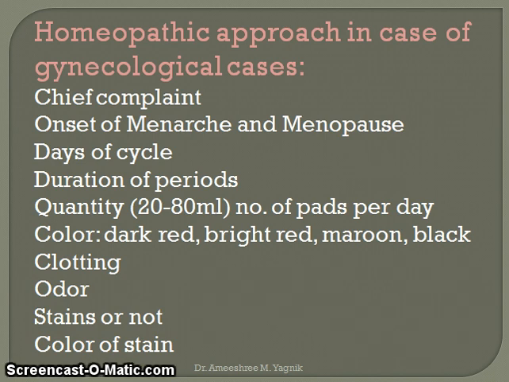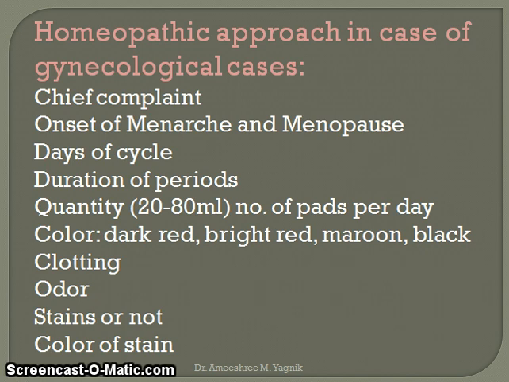Days of cycle, like 1 to 5, then the duration of the periods. Then quantity: 20 to 80 ml is normal, and this can be noted by the number of pads per day. If you are using 1 to 2 pads per day, then it is normal, but if you are using 4, 5, 6, 7, then it is abnormal, meaning you are suffering from menorrhagia. Color: dark red, bright red, maroon, black, clotting. These are all very important from the homeopathic point of view in differentiating the remedies.